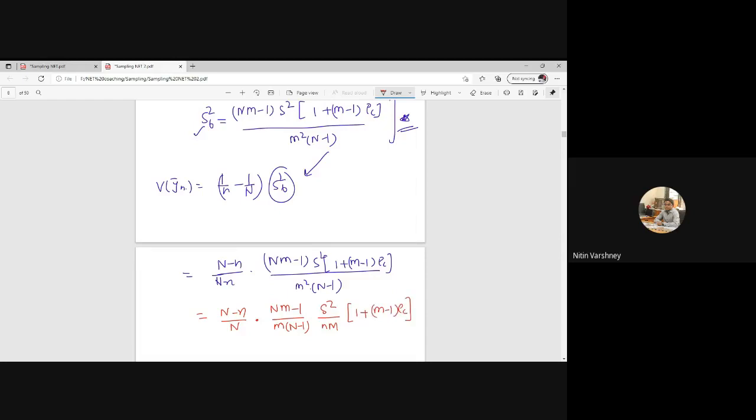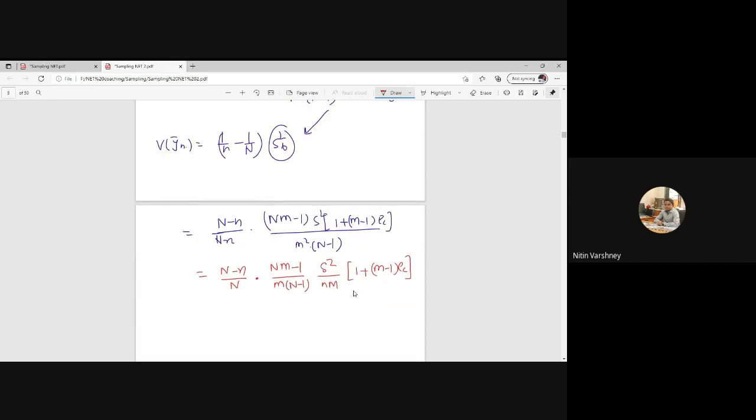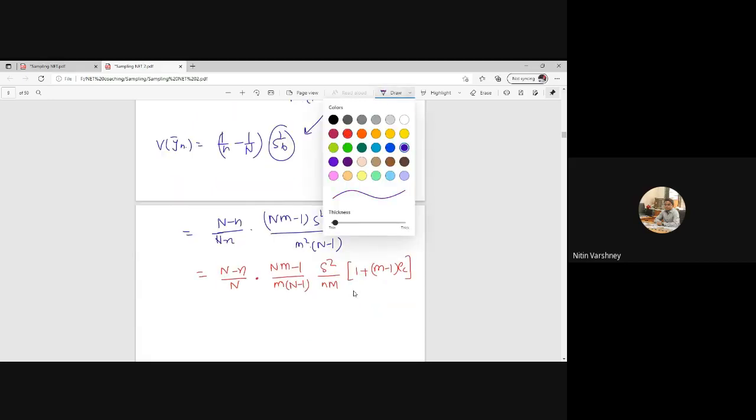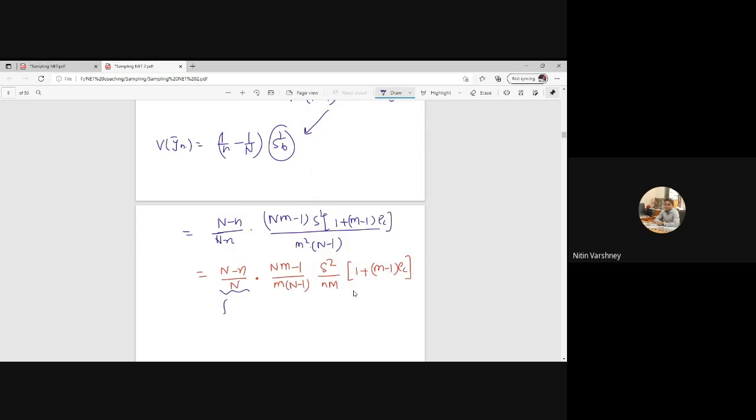Okay, so I can break this. This is what? Finite population correction factor. This is the contribution due to simple random sampling, and this is the contribution due to cluster sampling.